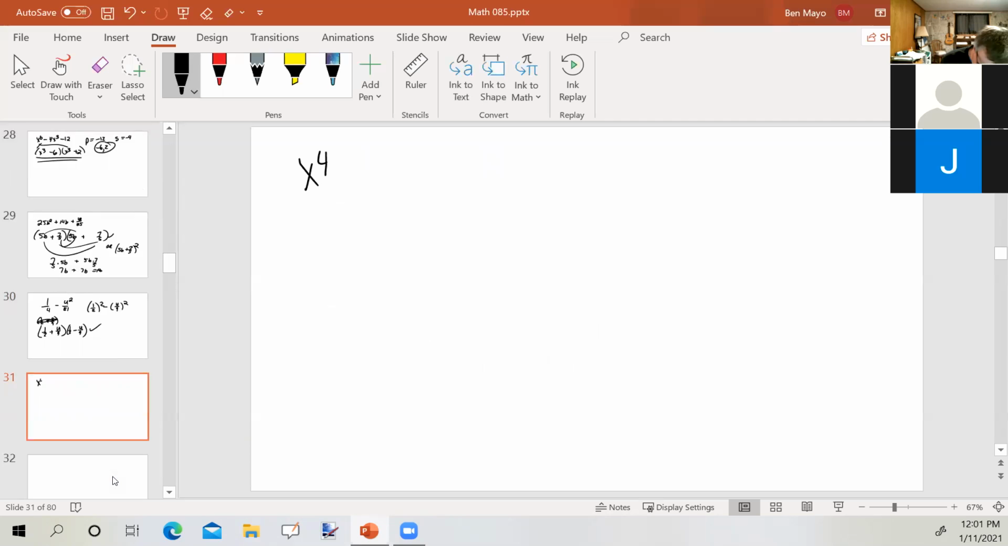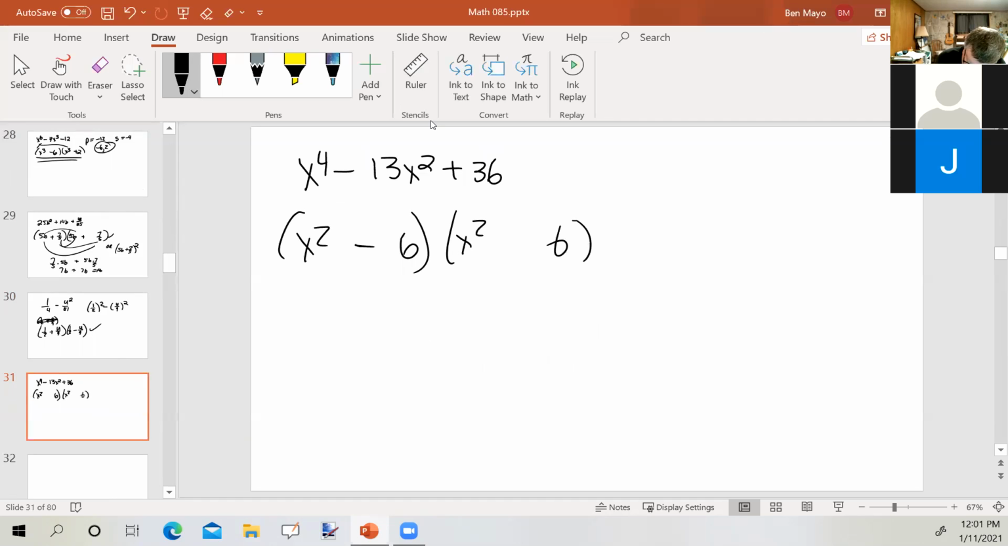X to the 4th minus 13x squared plus 36. Well, this is a trinomial. It's in standard form. It starts with a square and it ends with a square, and there's a plus sign there. So let's see if this works out. This would be what? 6 and 6, minus and minus. That would give us the first and last term, but there's a problem because we don't get minus 13x squared in the middle. We get minus 12x squared in the middle.